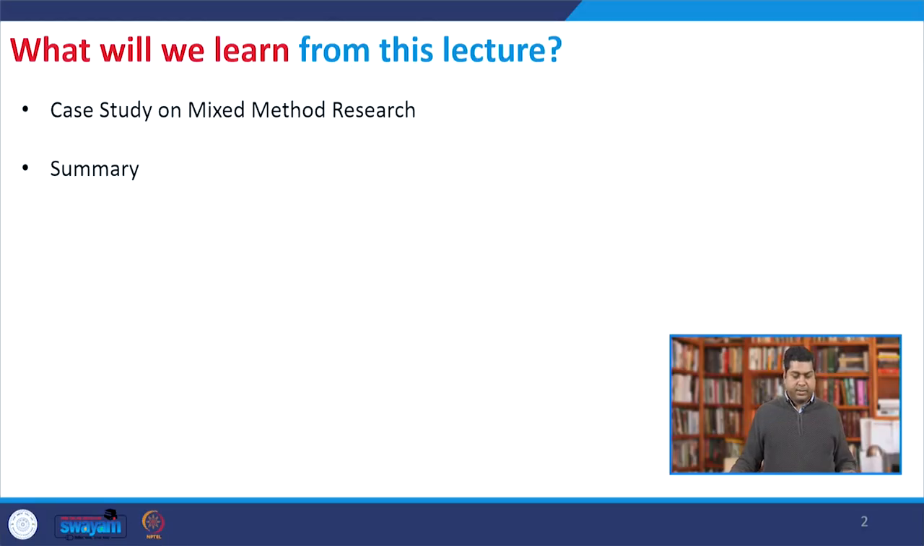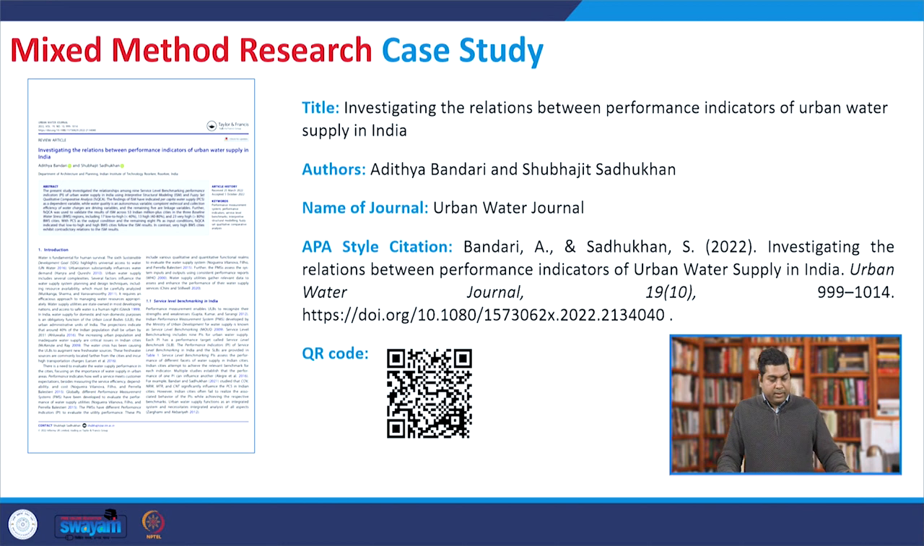So, in this lecture, we will be discussing a case study and then we will try to summarize our understanding out of this. Here is the paper. This paper is on urban water supply. The paper is titled Investigating the Relationship Between Performance Indicators of Urban Water Supply in India. The paper is co-authored by Aditya Bhandari along with me. It was published in the journal named Urban Water Journal of Taylor and Francis, and I have also given the citation as well as the DOI. So, if you use this URL, you can access this paper, and also the QR code.